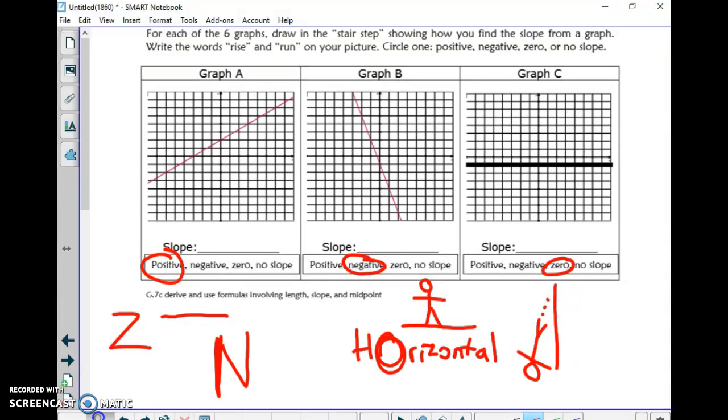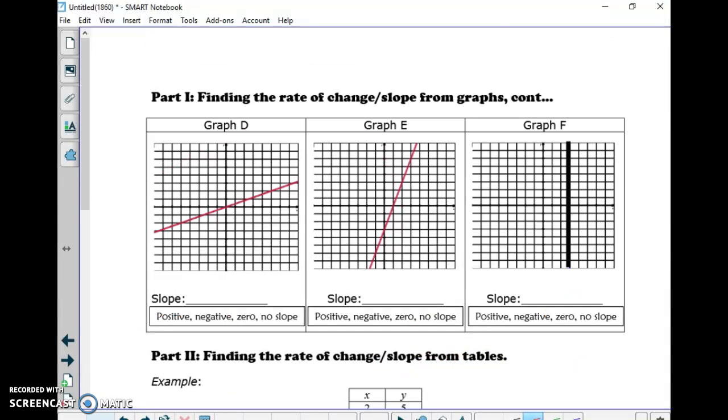So keeping on this warm-up. So graph D, E, and F. So D is what? Graph D. Positive. And what about graph E? Positive. Now, graph F. Can't stand on it, so no slope.